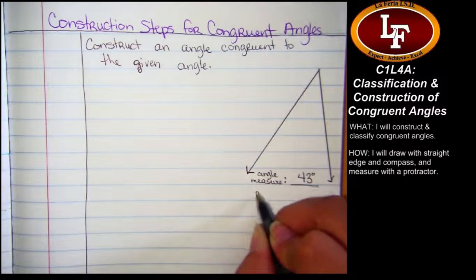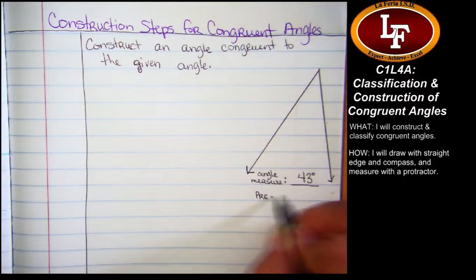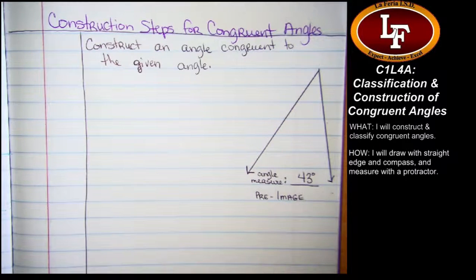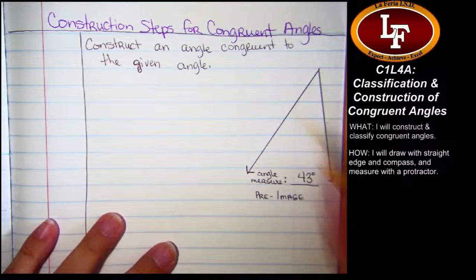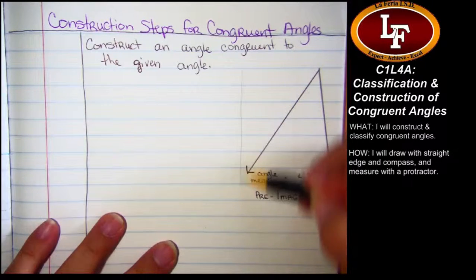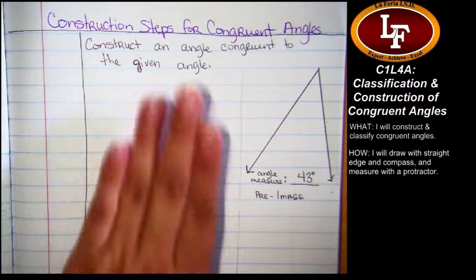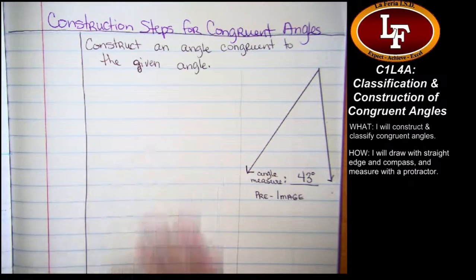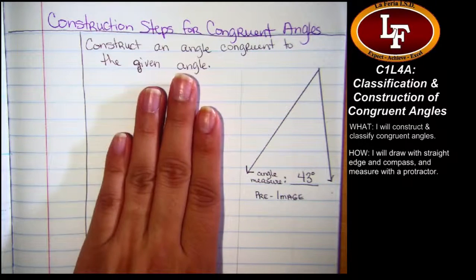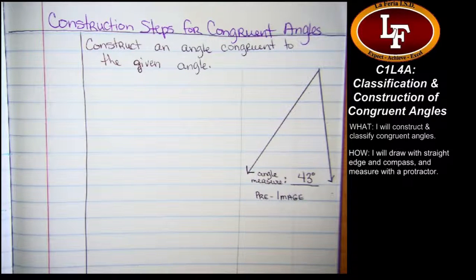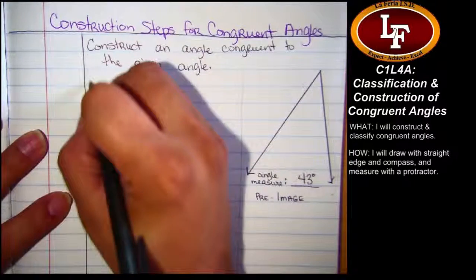We're going to call this angle that we're starting with the pre-image. Okay? So this is our pre-image angle. Once again, I'm dividing my workspace. The middle section is going to be where we write our steps. Over here is where we're going to be doing our drawing and our construction, and I'm leaving the very left hand for added notes.